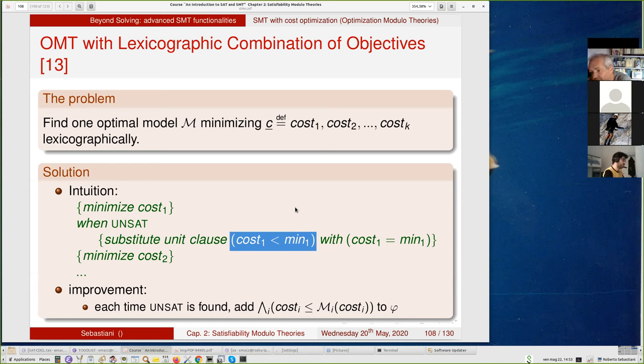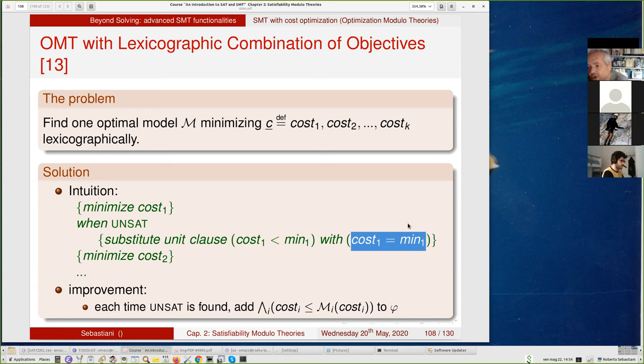Okay. What we can do now is simply substitute cost one strictly smaller than mu1 with cost one equal to mu1. And then we run a minimization for cost two, and so on. So we say, given the fact that we want cost one to be mu1, let's see what is the best solution by which we can minimize cost two. And we go ahead in this direction until we find an unsat, or we find a minimum for all cost functions. Okay.